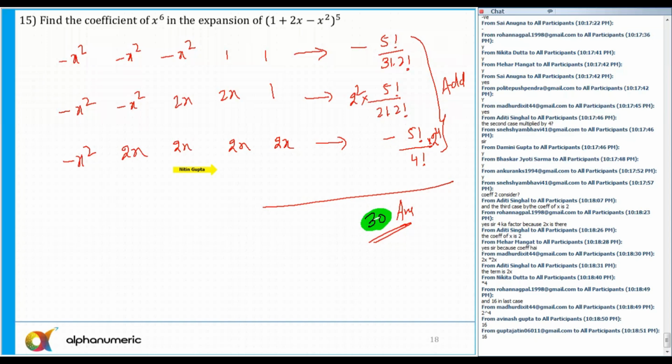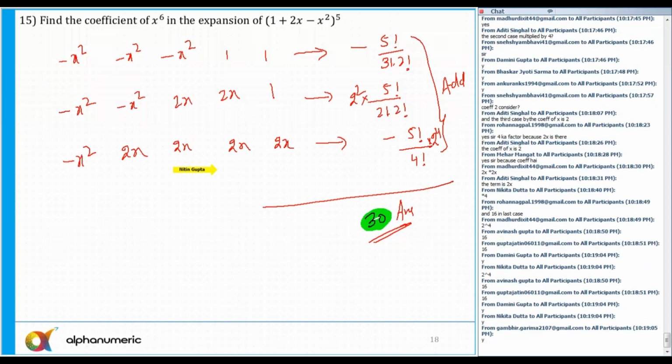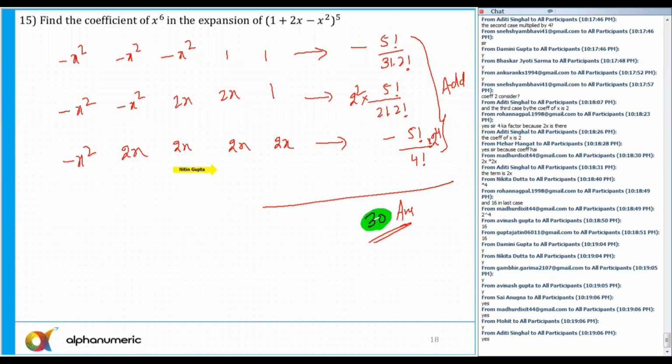It will come after solving. Okay. The final answer I've given, 30, is correct. Clear now? Can I move to the next slide? Please tell me. All right. Let's move on.